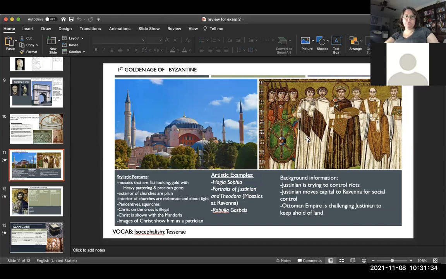We have special terms that we associate with these type of mosaics. They're called isophalic because they're so flat. They kind of look like a cookie cutter stamped out the people in the mosaics.